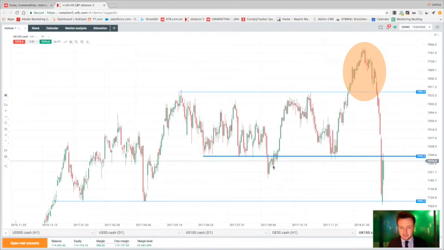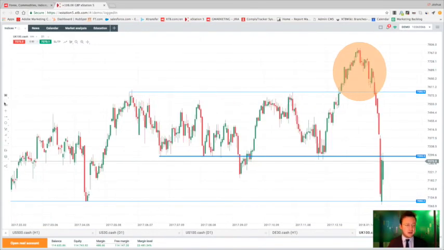Here you can see we had a false break, and again, like I say, this time the false break was to the downside. Once it pulls back inside, that's quite a strong reversal signal, and we had a strong move higher. You can see this level held once more, so this is an area to keep an eye on going forward.